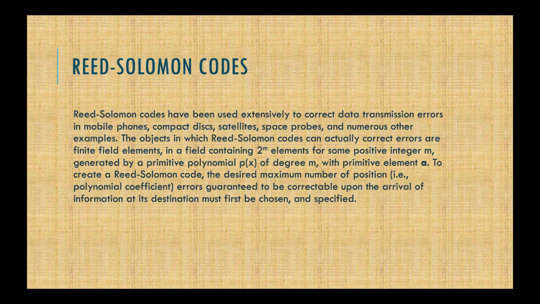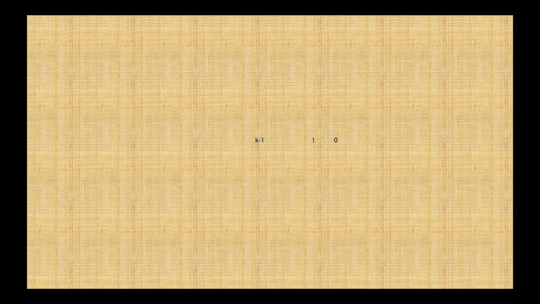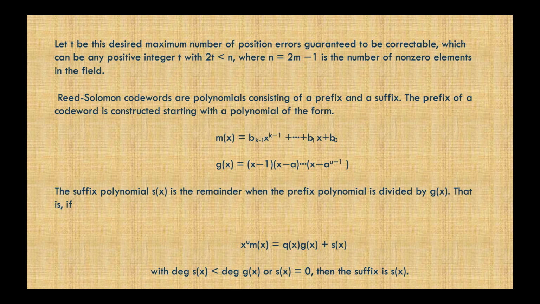The objects in which Reed-Solomon codes can actually correct errors are finite field elements, in a field containing 2^m elements for some positive integer m, generated by a primitive polynomial p(x) of degree m, with primitive element a. To create a Reed-Solomon code, the desired maximum number of position, that is polynomial coefficient, errors guaranteed to be correctable upon the arrival of information at its destination must first be chosen and specified. Let t be this desired maximum number of position errors guaranteed to be correctable, which can be any positive integer t with 2t less than n, where n = 2^m - 1 is the number of non-zero elements in the field.